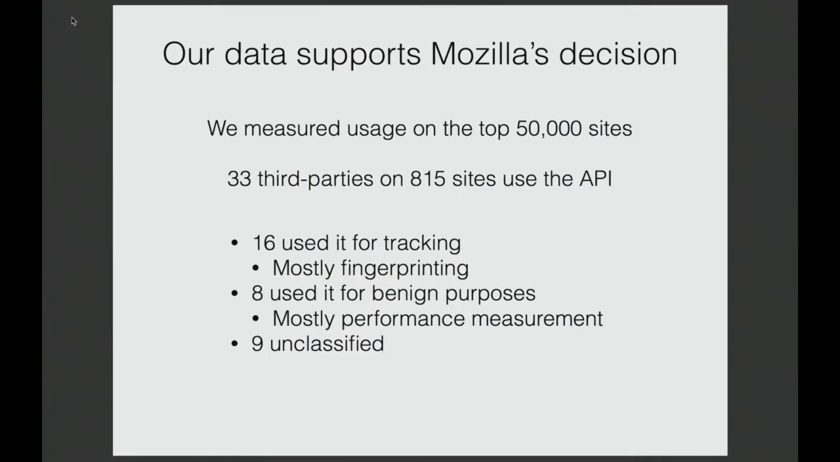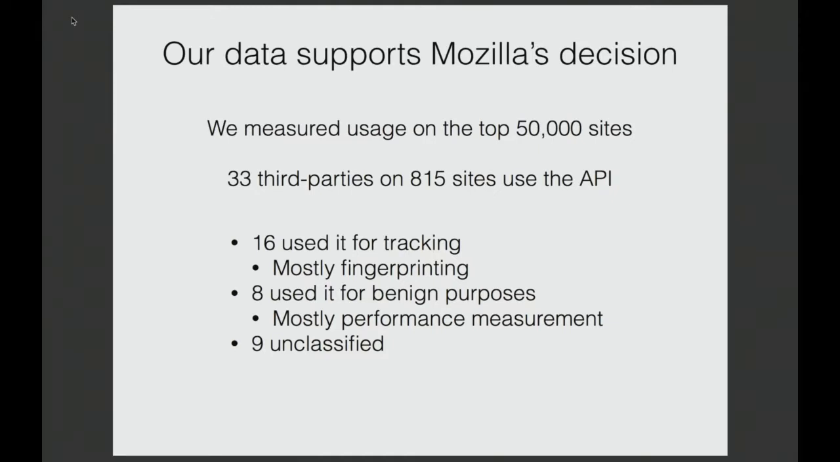And I think that decision was made on very little information. On the dev platform mailing list, there were, I don't know, 5 or 6 responders who gave some anecdotal examples of where they've seen the API in use. But we wanted to go and do a full measurement. So we looked at the top 50,000 sites to see, does this reflect what Mozilla was thinking in the dev platform mailing list?